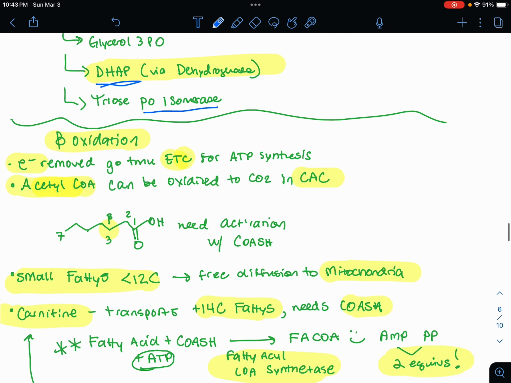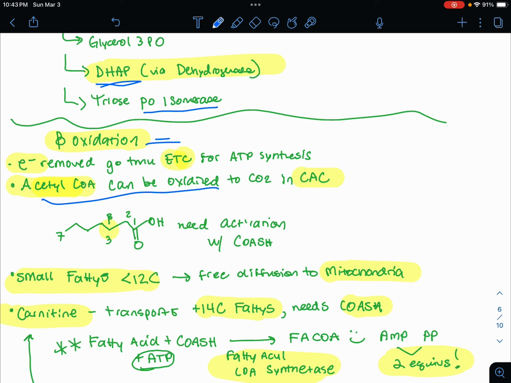All right, now we get to the main point here, beta oxidation of long-chain fatty acids. So the electrons are going to be removed from the fatty acids, and then they're going to go through the electron transport chain for ATP synthesis. Acetyl-CoA from the beta oxidation will be oxidized to CO2 in the citric acid cycle.